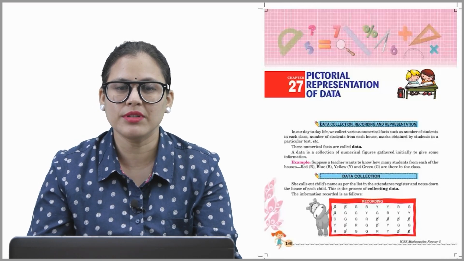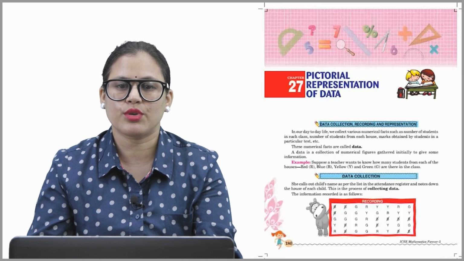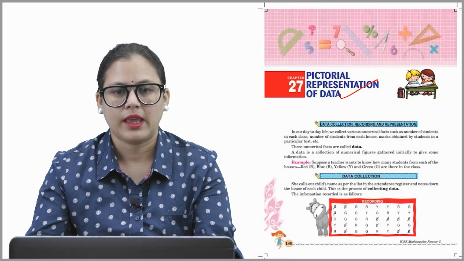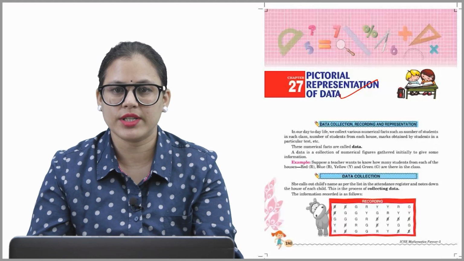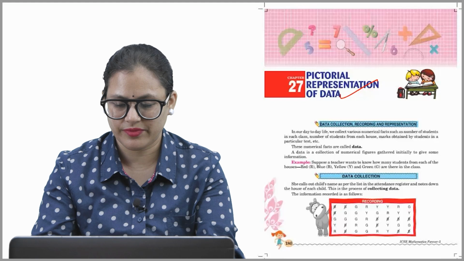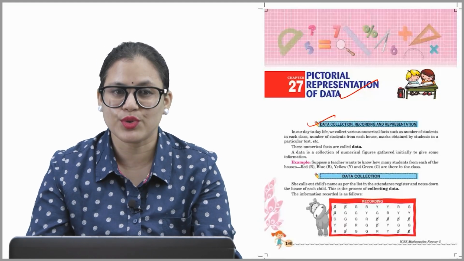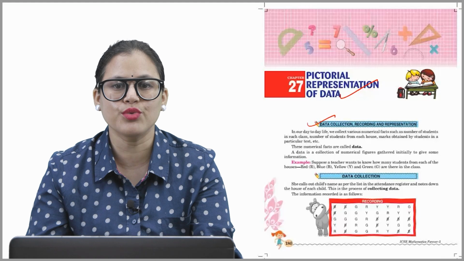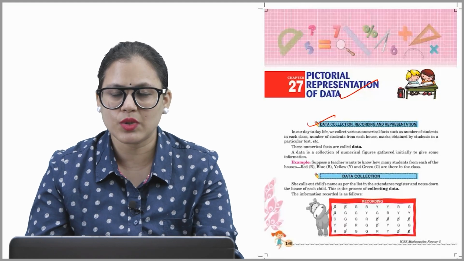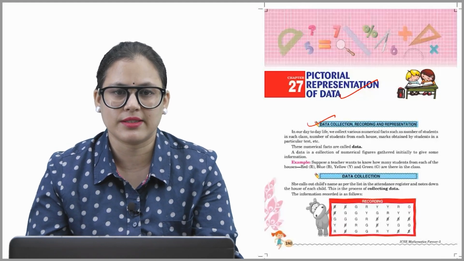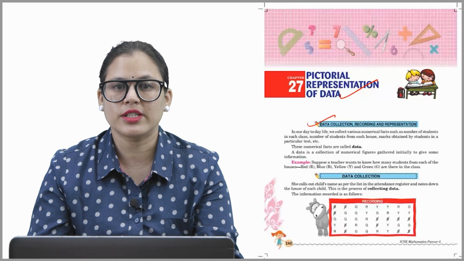Let's start today's chapter: Pictorial representation of data. Data collection, recording and representation. In our day-to-day life, we collect various numerical facts such as number of students in each class, number of students from each house, marks obtained by students in a particular test, etc. These numerical facts are called data.